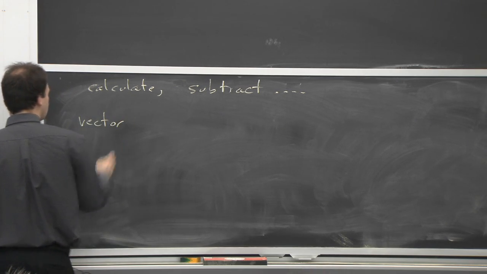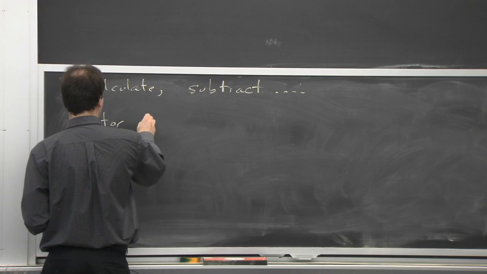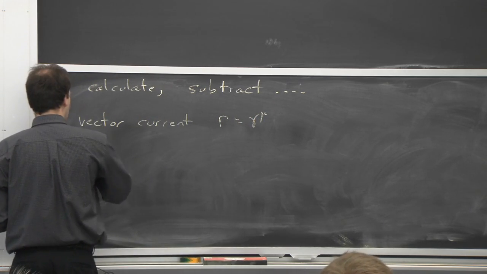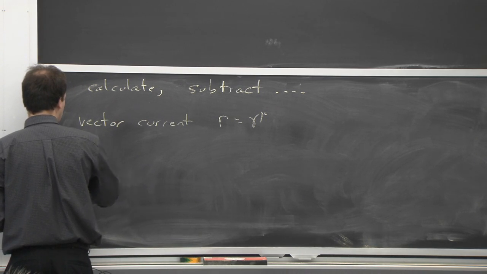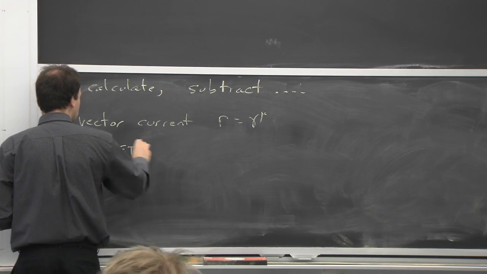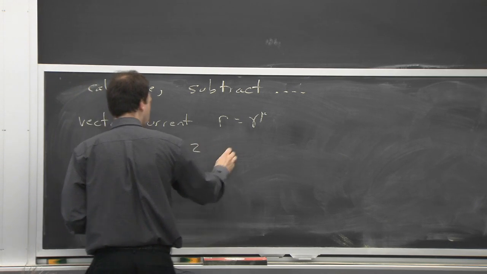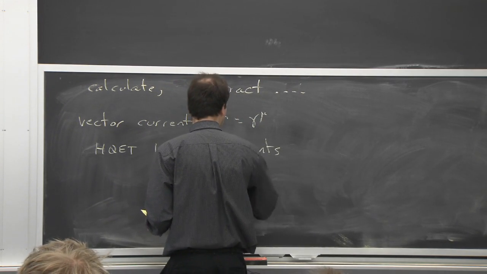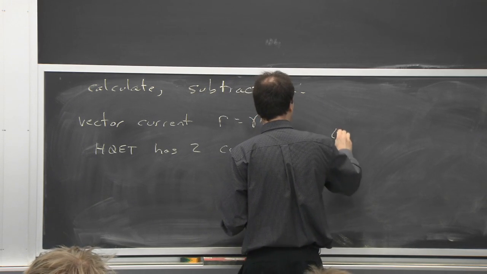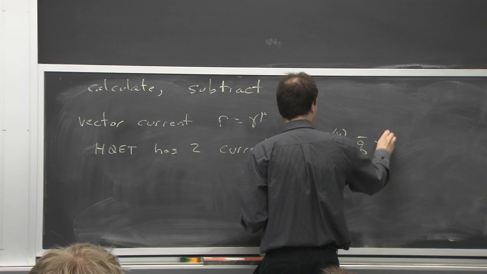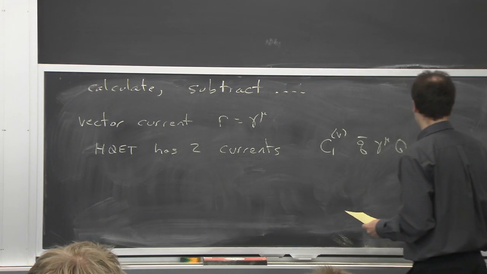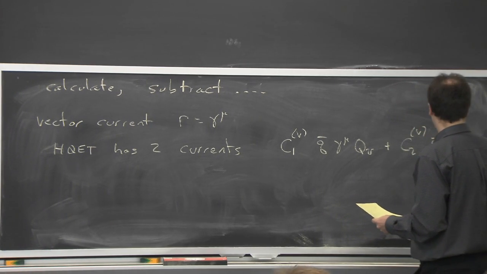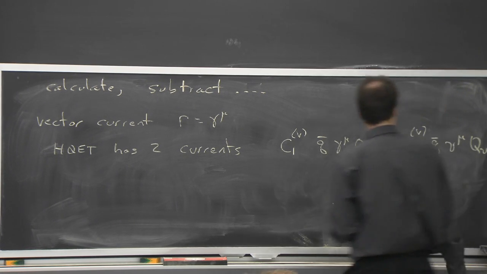What you find when you do that is that there's actually two currents. If you consider a vector current, where gamma is gamma^mu, then the effective field theory, which is HQET, has two effective theory currents that are vector. So you have C1 and C2. The reason that there's two is because we have another vector to play with, which is v^mu. So I can have Q-bar v^mu replacing the gamma^mu.